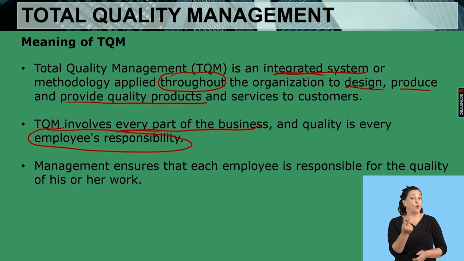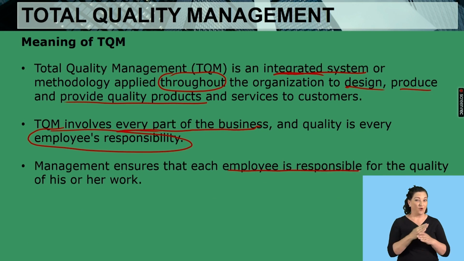Management also ensures that each employee is responsible for the quality of his or her work. So when I enter a restaurant and I enjoy the food, but then I have a complaint that the waiter was rude, it means that total quality management was not achieved because one of the employees did not play their part in ensuring quality. Now, grade 11s, ask yourself, what is it that businesses do to make sure that each and every employee maintains quality in the workplace?